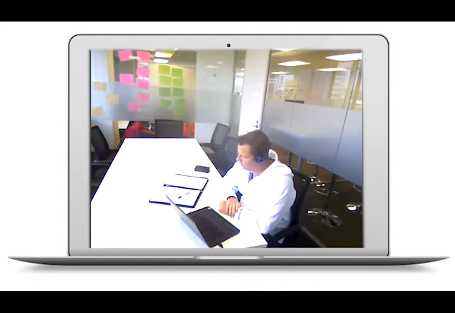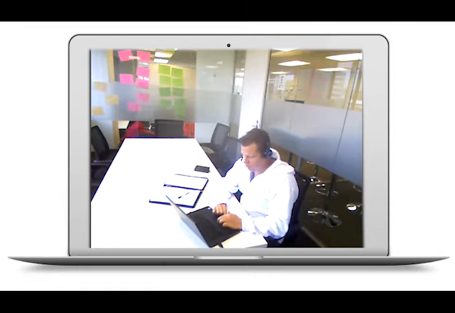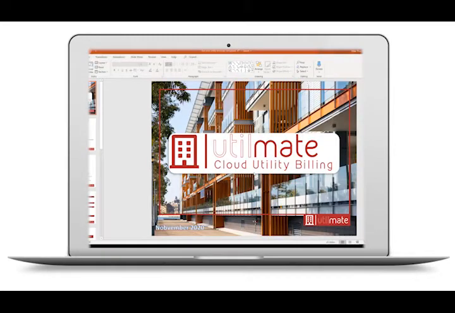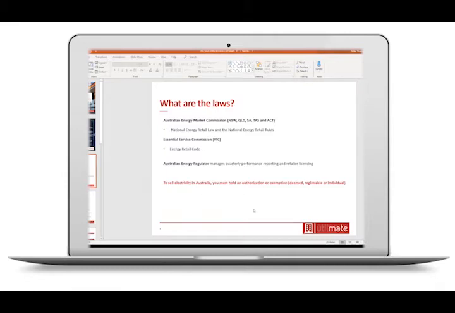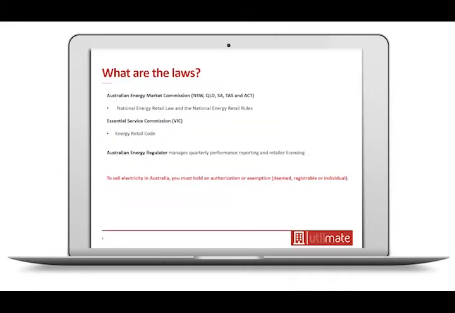What we're covering today is what is a compliant electricity invoice in the Australian market. So let me just share that with you. Okay, so what we've got is a bit of just the presentation here, just showing you what is compliant. What we mean by compliant is we're looking at these laws particularly.